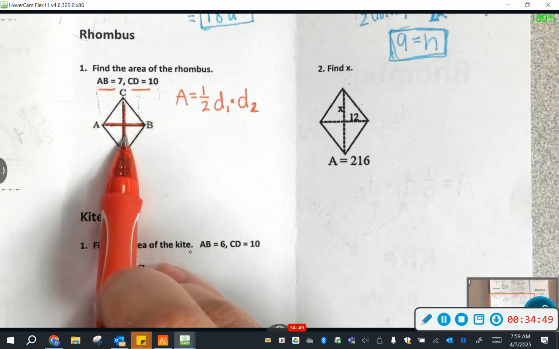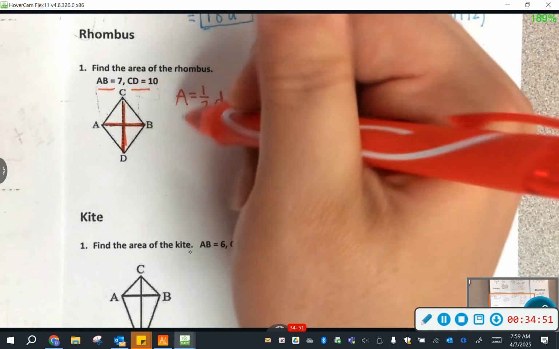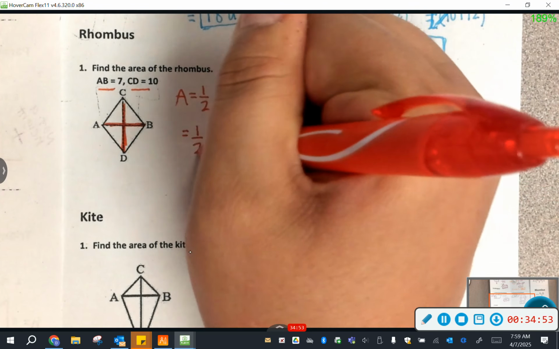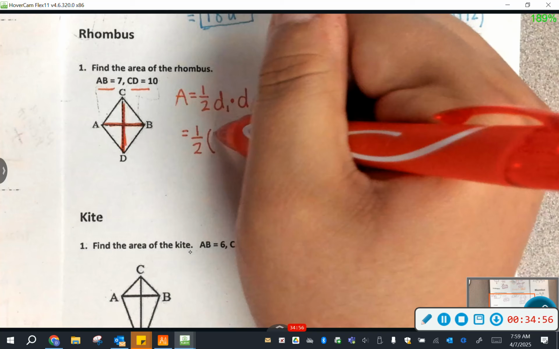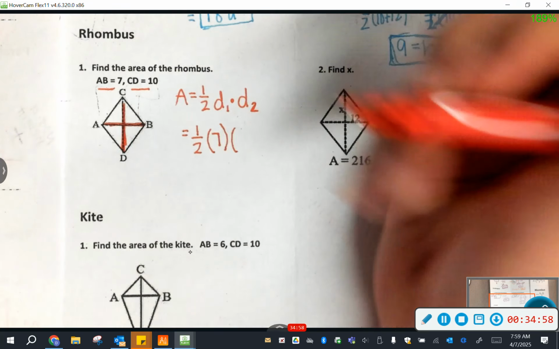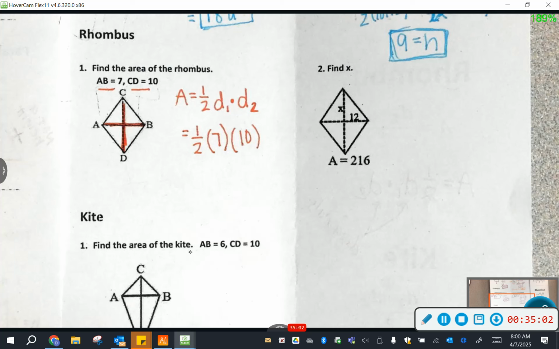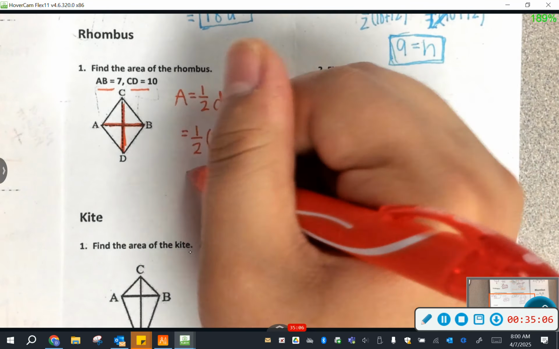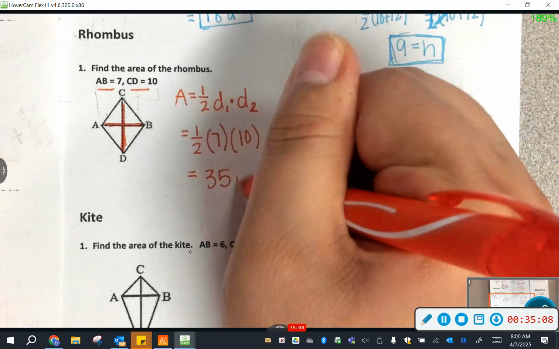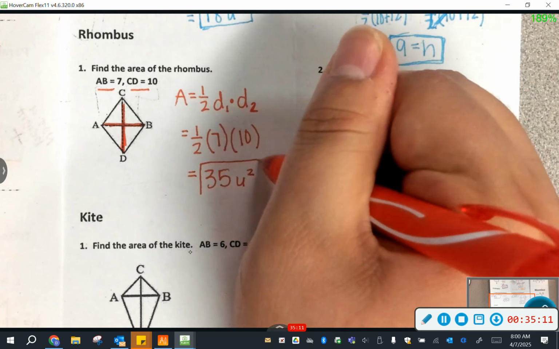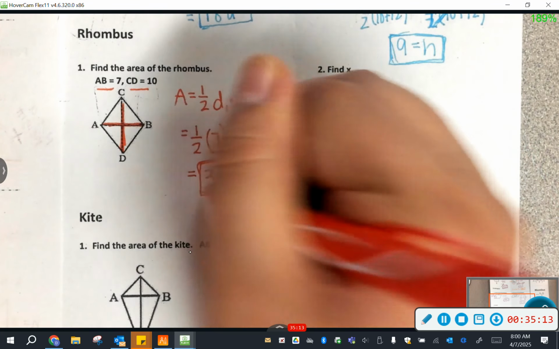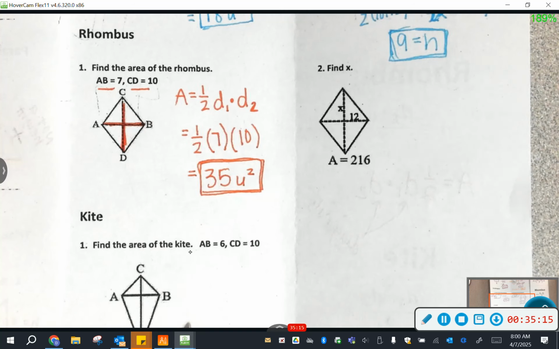So do I have both the diagonals? Yeah, let's plug that in. 1/2, what's the first diagonal? What's the second diagonal? And then put that in the calculator or do it in your head. What is 7 times 10? And what's half of that? So this is 35 units squared. I want you to do the one right below it.